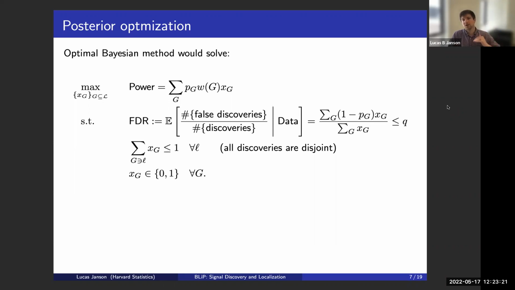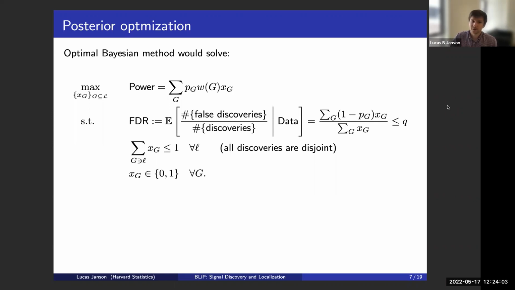Then my third constraint is that all discoveries are disjoint. This one's a little weird to parse, so I'm summing over all regions G that contain a location little l. So little l is an element of mathcal L, which is the set of all locations. And I'm going to have that constraint there for every single possible location. If you're paying really close attention, you may have noticed that in the Astro application, the mathcal L is actually a continuous set. And so there are uncountably infinitely many little l's. And so this is really intractable because this is infinitely many constraints in an optimization problem.